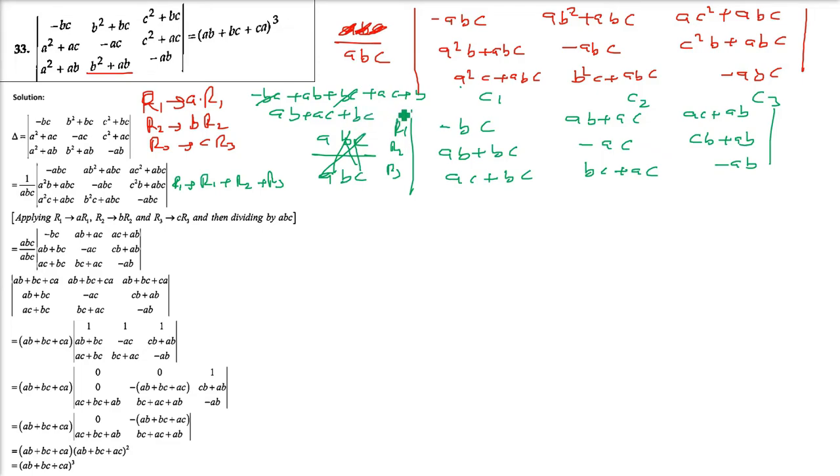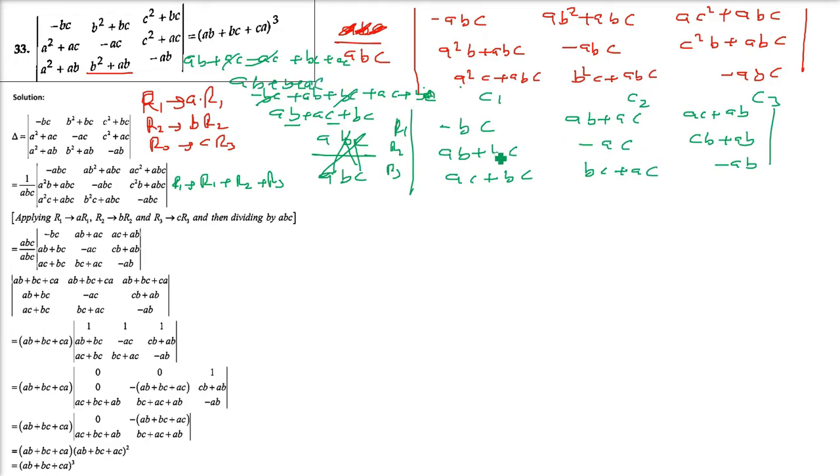AB plus BC plus CA whole cube. Remember? This is what we wanted: AB plus BC plus AC. So we will do R1 changes to R1 plus R2 plus R3. We will add all these three. Every time we add, we will get AB plus BC plus AC. Let me take one more, the second column: AB plus AC minus AC plus BC plus AC. AC gets cancelled, AB plus BC plus AC.